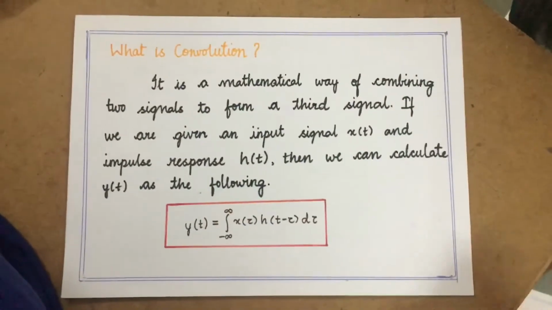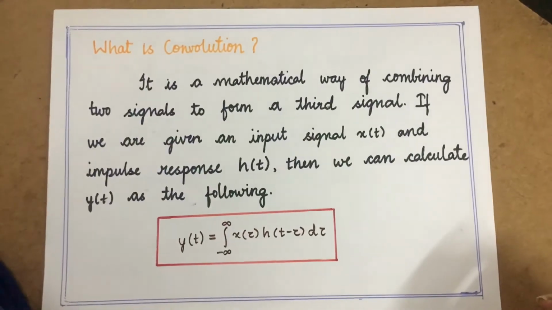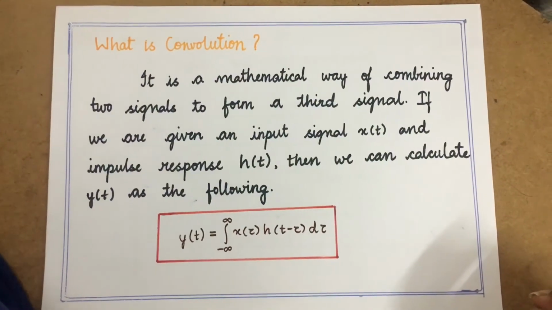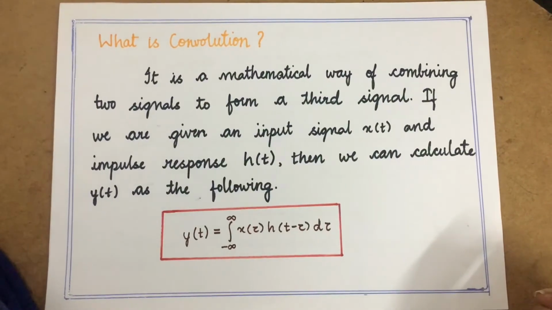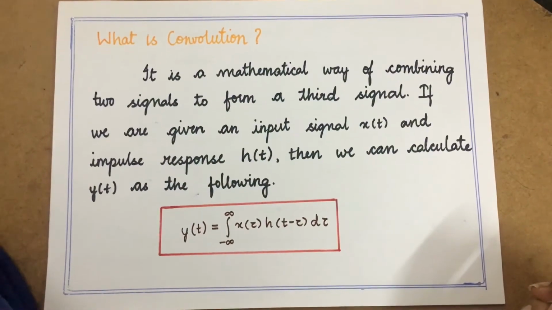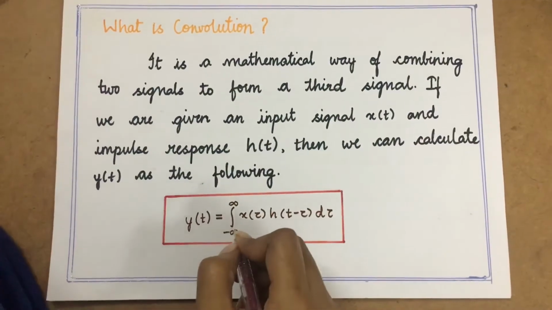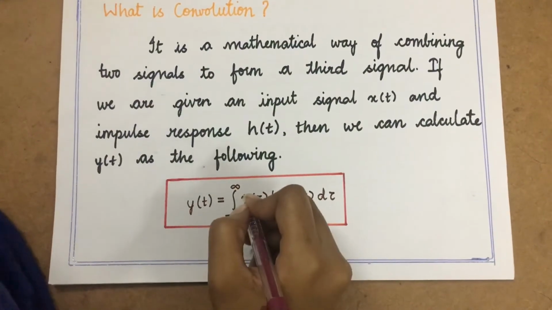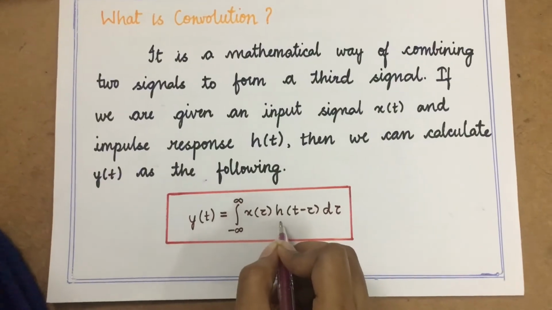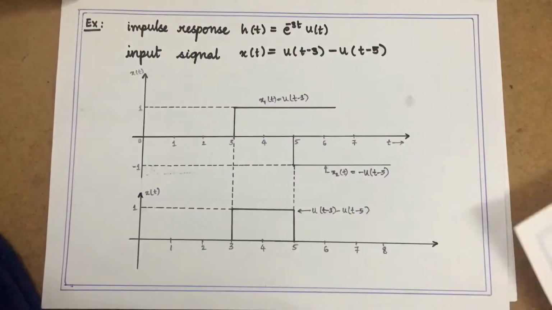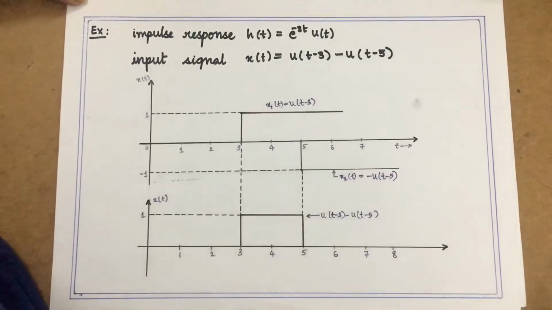What is convolution? It is a mathematical way of combining two signals to form a third signal. If we are given an input signal x(t) and an impulse response h(t), then we can calculate y(t) as follows. y(t) is given by the integral from minus infinity to infinity of x(tau) times h(t minus tau) d tau. Now let us take an example to understand it better.